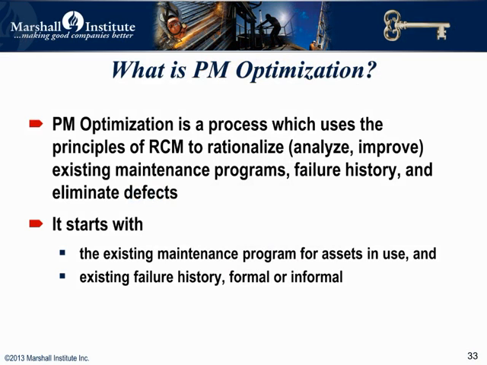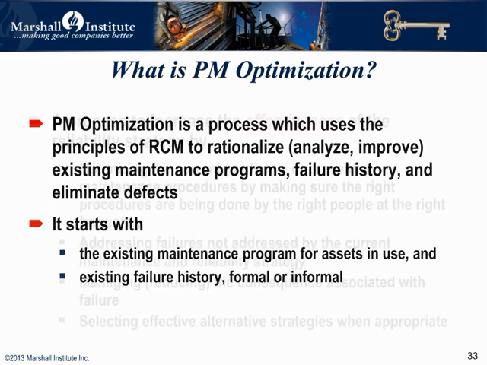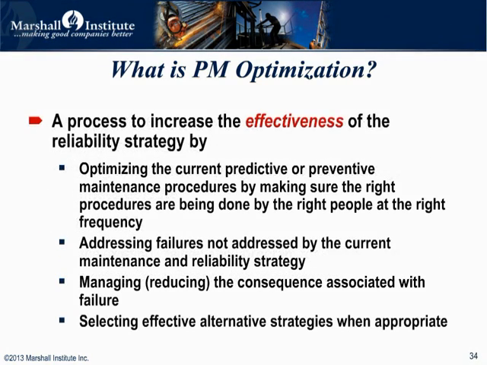PM optimization is a process which uses the principle of RCM to improve an existing maintenance program and eliminate defects. It starts with the existing maintenance program for the assets in use and the existing failure history, whether it's formal or informal. PM optimization is a process to increase both the effectiveness and the efficiency of the reliability strategy.